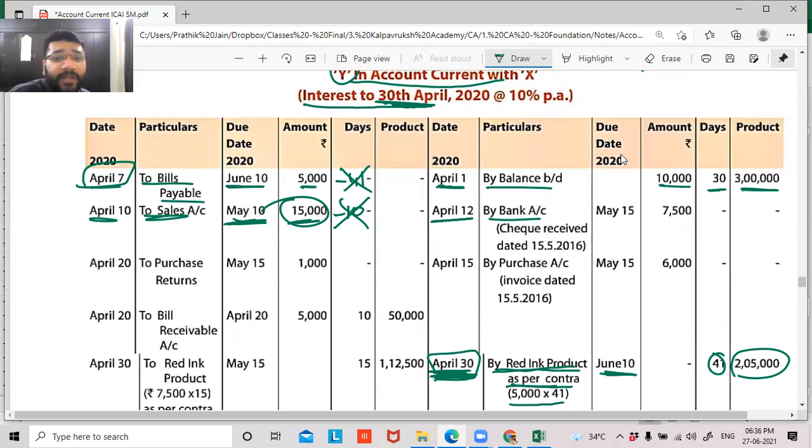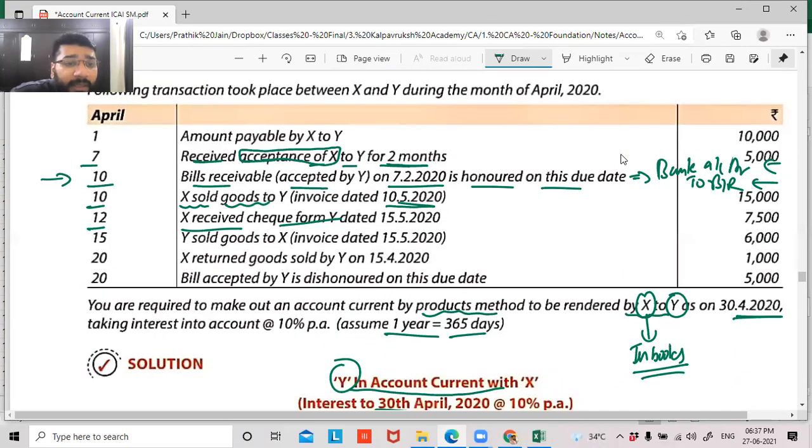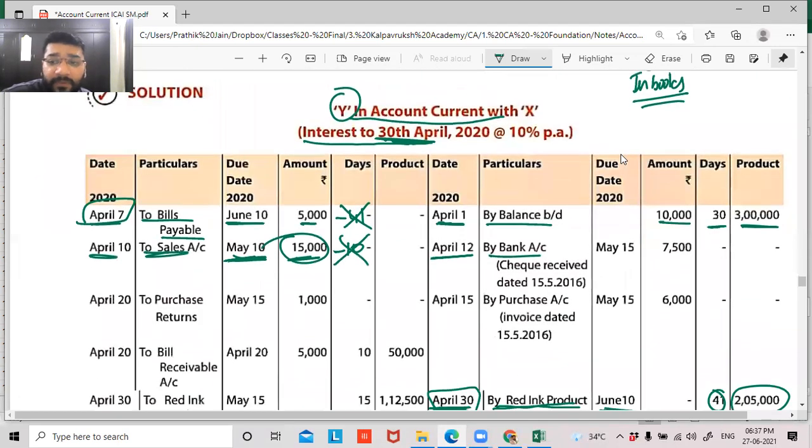12th April is the transaction date, guys. If you look at the question, 12th April is the transaction date and the due date is 15/5, May 15th. By bank, May 15th. Amount is 7,500. Is the due date falling after the account current statement date or before? After. So can I say it will be negative?